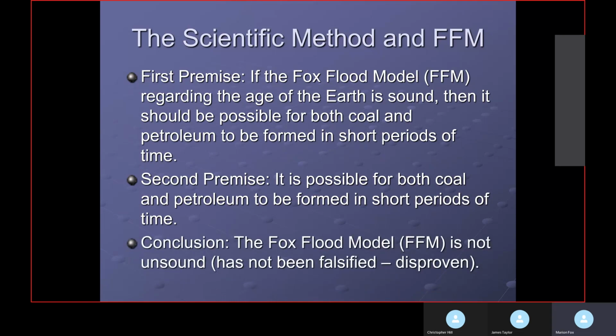The Fox flood model is not unsound. It has not been falsified. It has not been disproven. Now then, that doesn't prove it's true. It just says we have a disproven model. I disproved the atheistic model, the old Earth, several billion years, with an argument just earlier. But we're looking at my model now. Did we disprove it? And the answer is no.